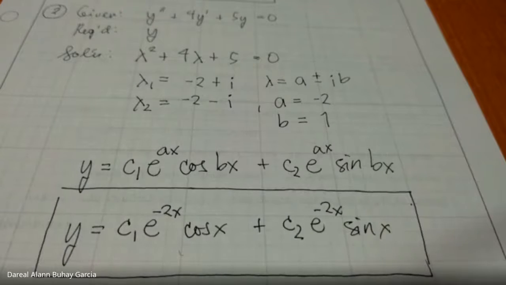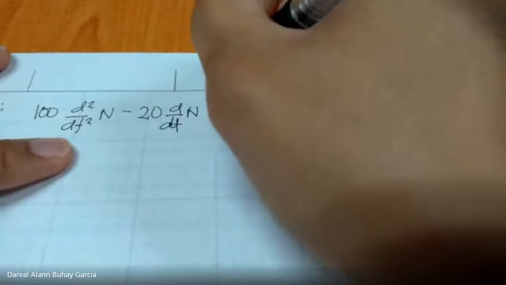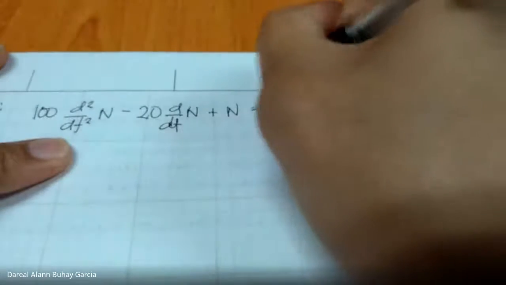Here is an example of the repeating case. This differential equation is a model of a particular system. What is missing now is the initial value conditions.